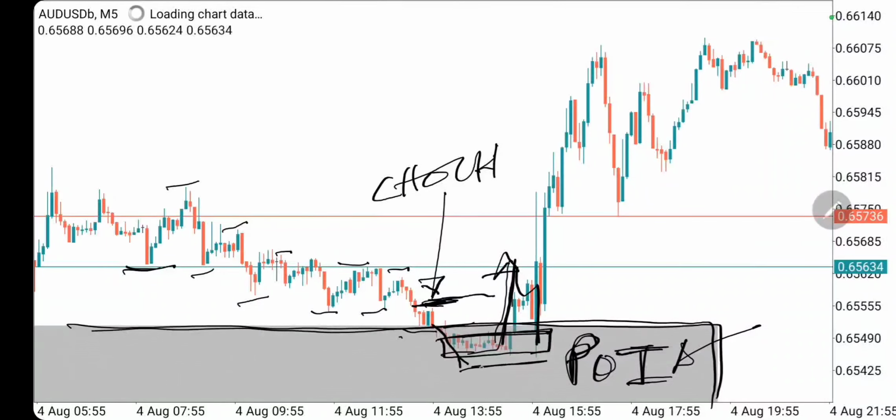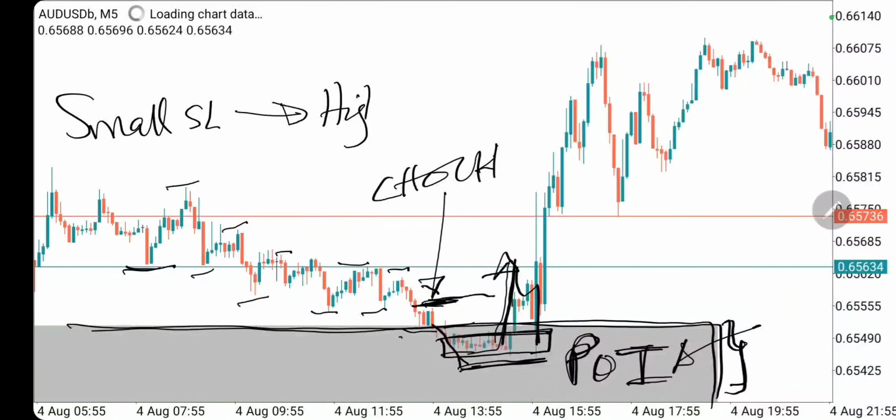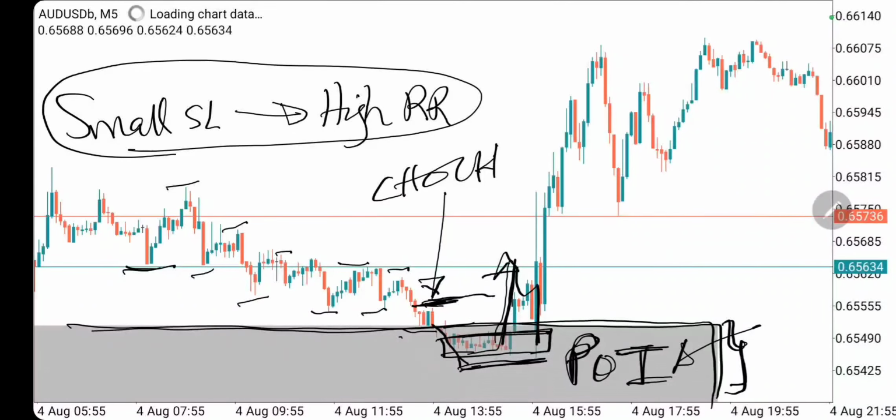You can place your stop loss right here, instead of having this large stop loss. You can have this small stop loss. That's the beauty of confirmation entry. It reduces your stop loss and refines your entry. And when you have a small stop loss, you can have a higher risk to reward ratio. Smaller stop loss leads to a higher risk to reward ratio. This is very, very key, very important.